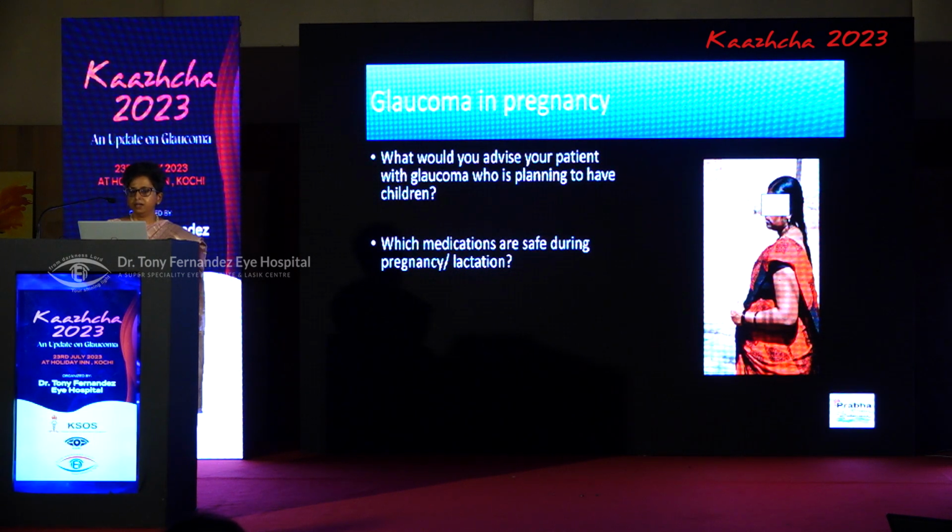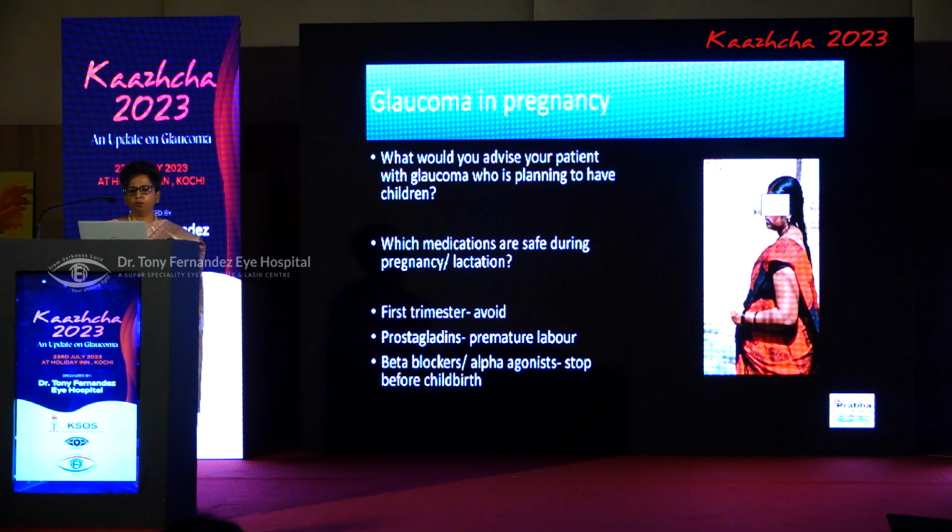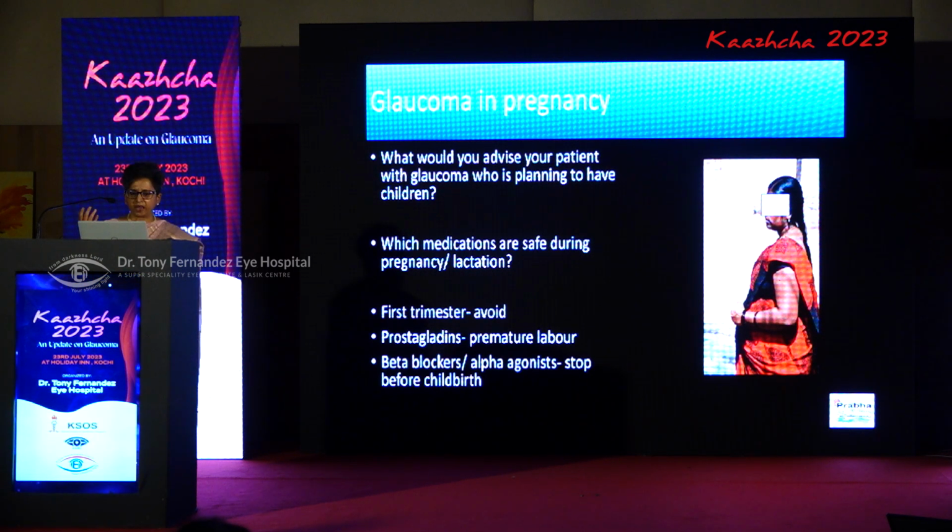Glaucoma in pregnancy, what medications are safe? The simple answer is in first trimester you want to avoid. IOP naturally comes down a little bit during pregnancy. So patients who have very early glaucoma or ocular hypertension, you can even avoid all the medications in the first trimester. In the second trimester, you can give alpha agonists, they are safe. And prostaglandins, there is a divided opinion, but in the second trimester, definitely it can be used. Third trimester, prostaglandins are implicated in premature labor. And just before childbirth, you're supposed to stop beta blockers and alpha agonists because of the respiratory depression in the children.